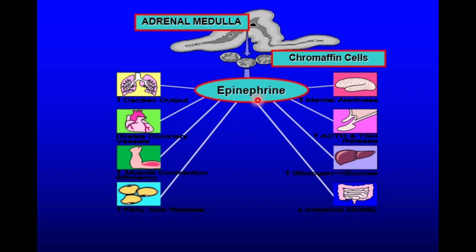Adrenaline, or epinephrine, is secreted by chromaffin cells from the adrenal medulla. Adrenaline would have access to all alpha and beta receptors through the bloodstream. The main effects of adrenoreceptor activation by adrenaline are as follows.